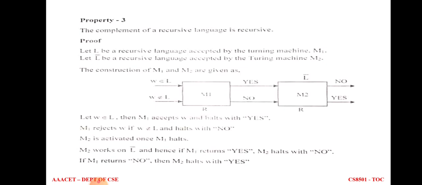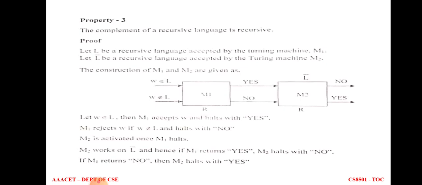The construction of M1 and M2 is as follows. The first Turing machine is M1. If the input string W belongs to the language L, then the Turing machine M1 accepts that input string and halts with yes. If the input string does not belong to the language, then M1 rejects the input string and halts with the answer no.